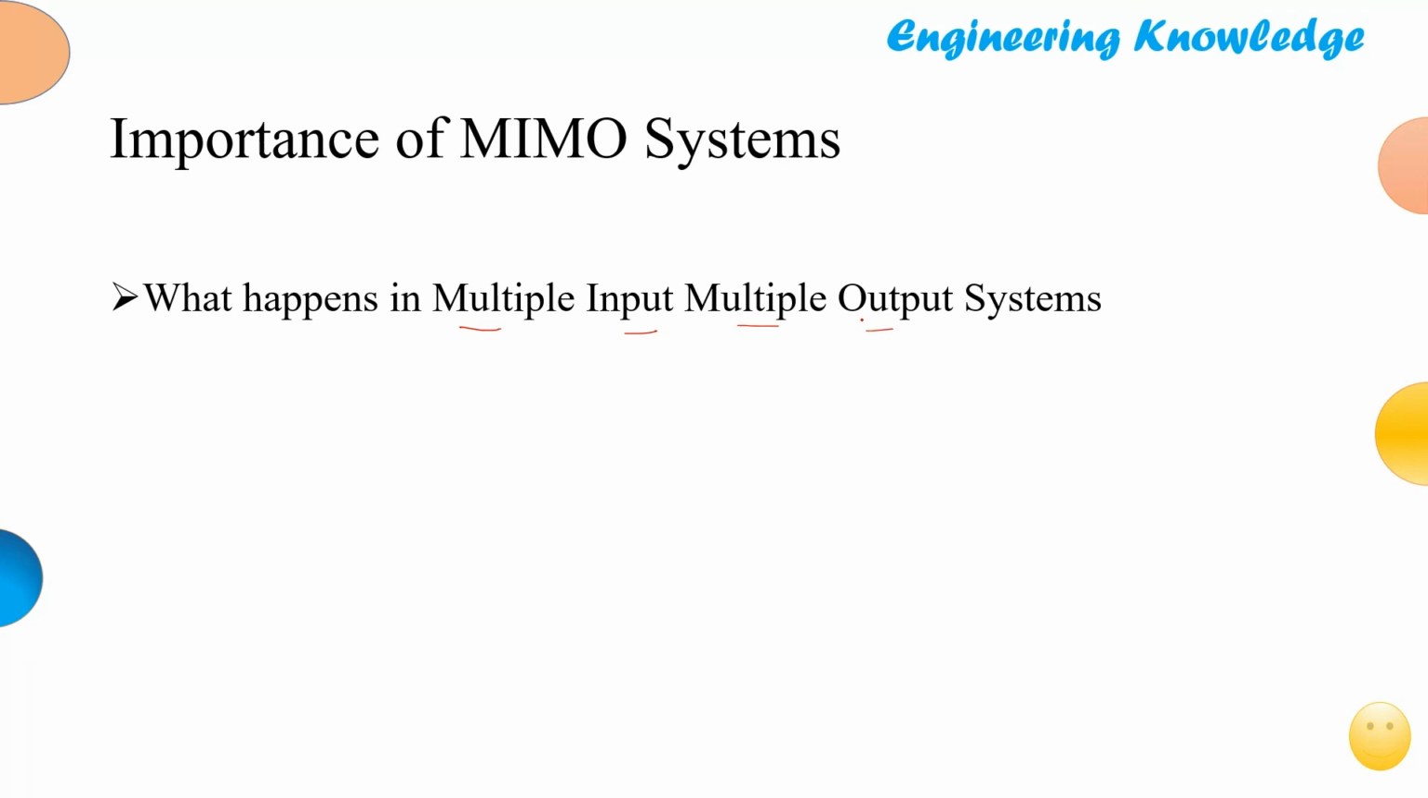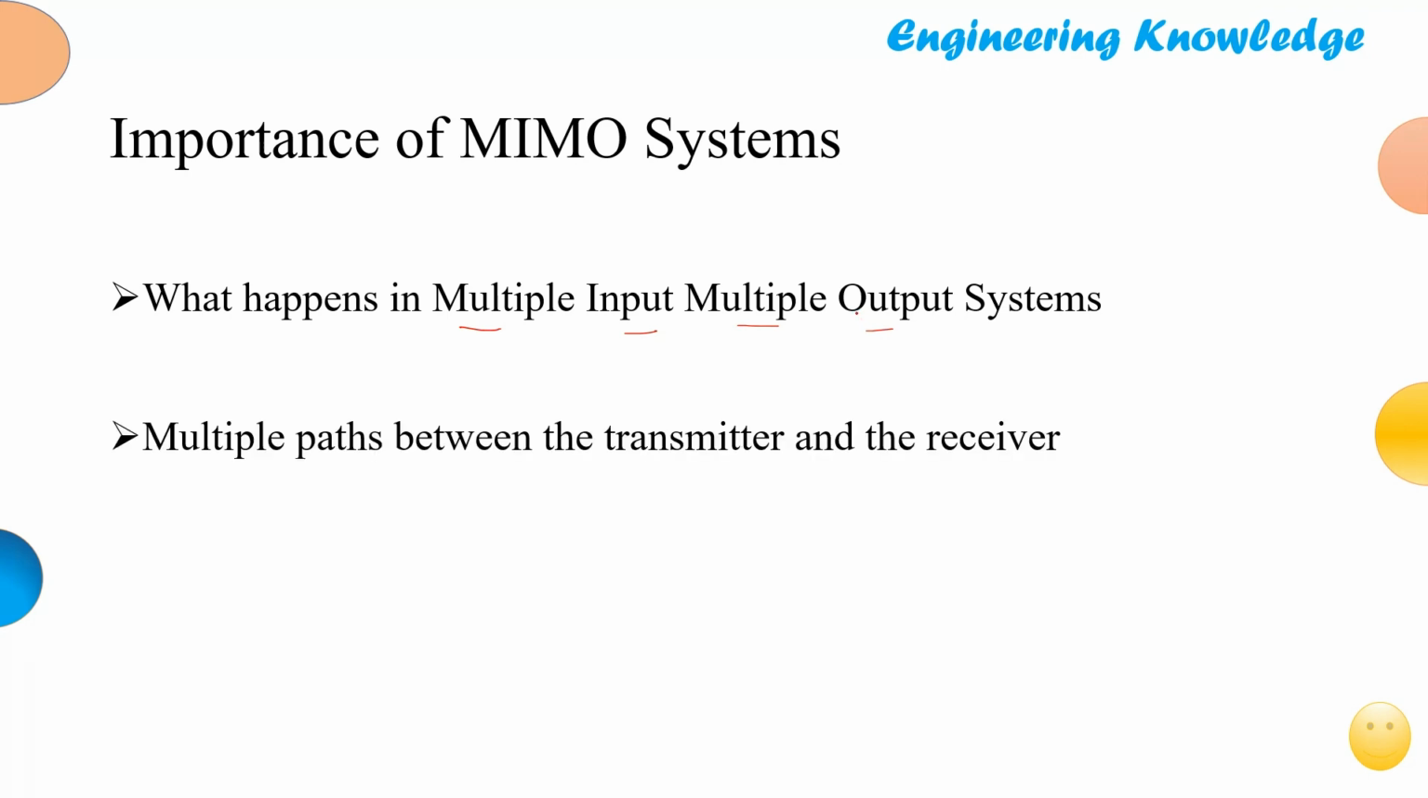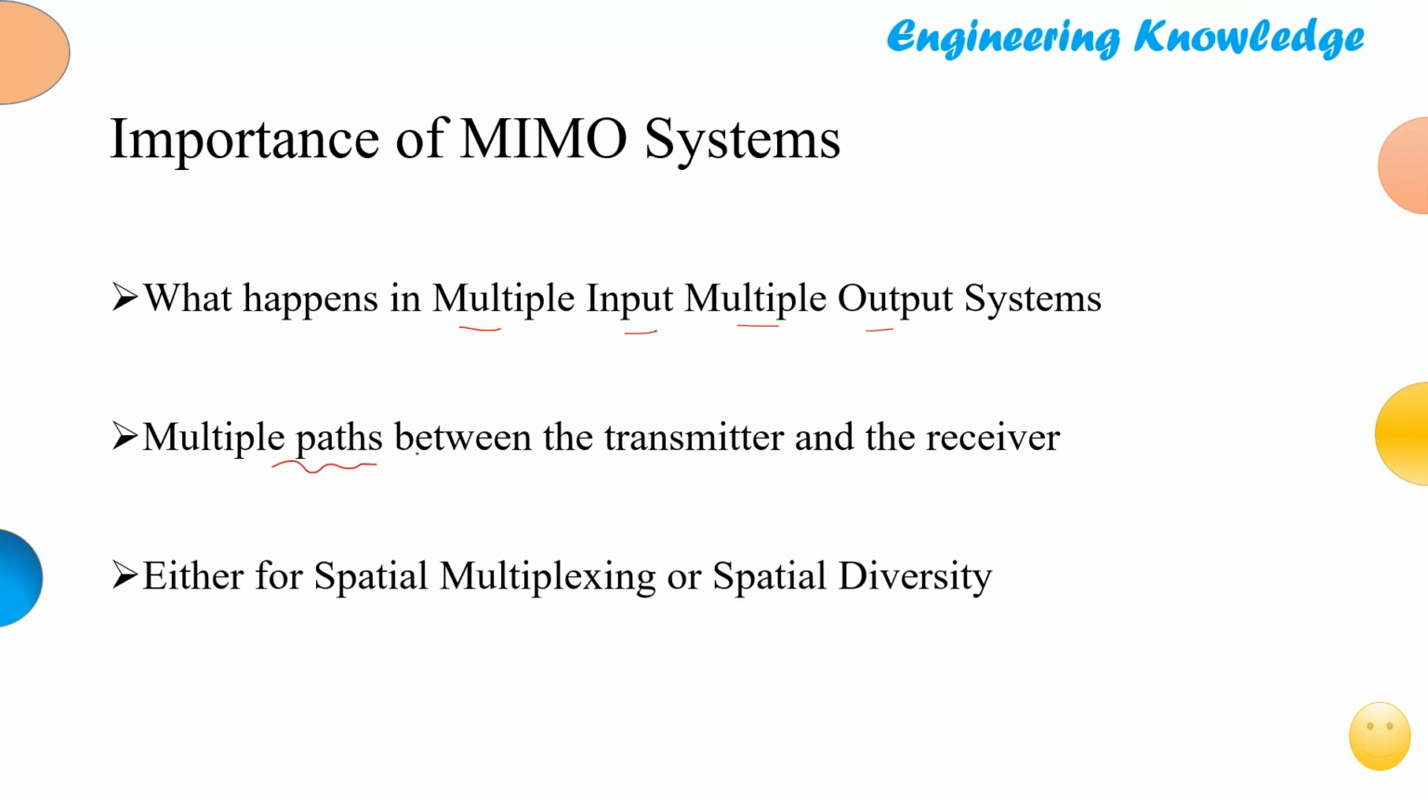transmitters and receivers. What this makes is that it creates multiple paths between the transmitter and the receiver. It's not only one antenna at the transmitter and one antenna at the receiver. There are multiple antennas at the transmitter and multiple antennas at the receiver, and therefore multiple paths are created to avoid multipath fading. We can use different data to be transmitted on multiple paths that will increase the capacity, and this is known as spatial multiplexing.